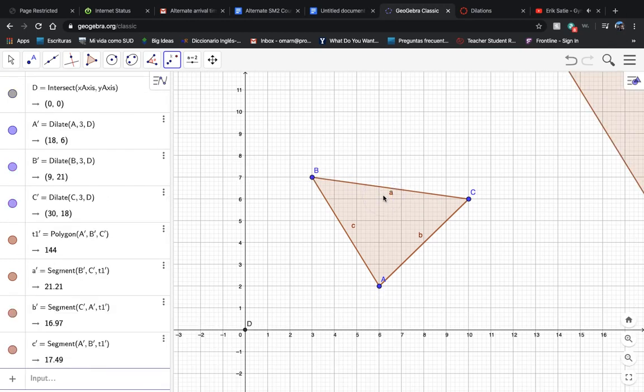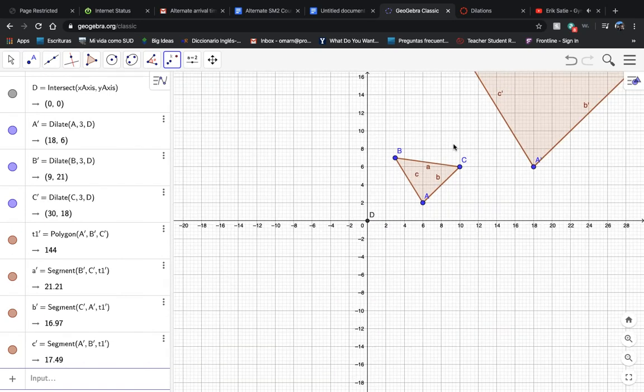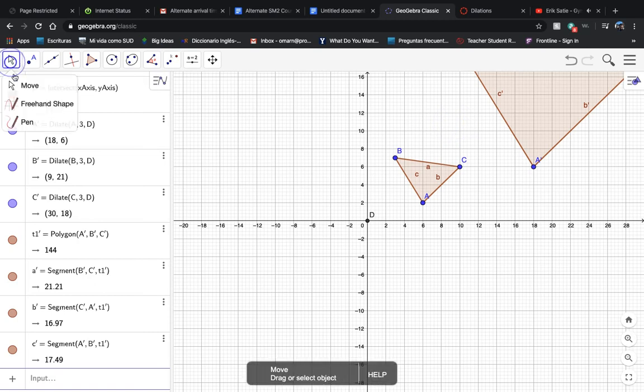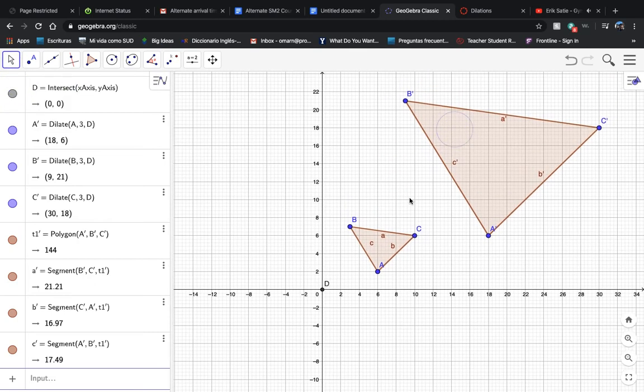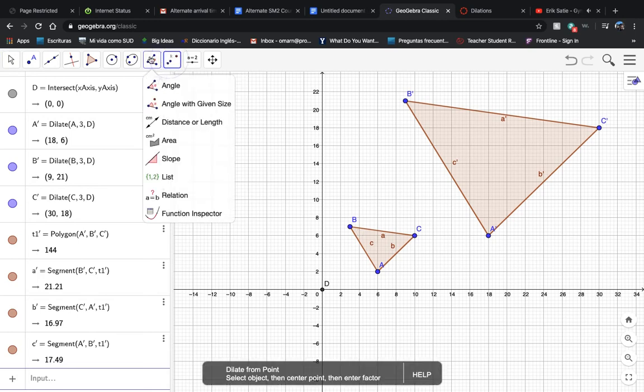And now you can take a look at this. You don't see it on screen, but if I zoom out, you can notice something. I'm going to move this. This is what happened. You can see an enlarged triangle. Some characteristics, you can see that they are similar. Similarity means that we keep the same measures of angles.